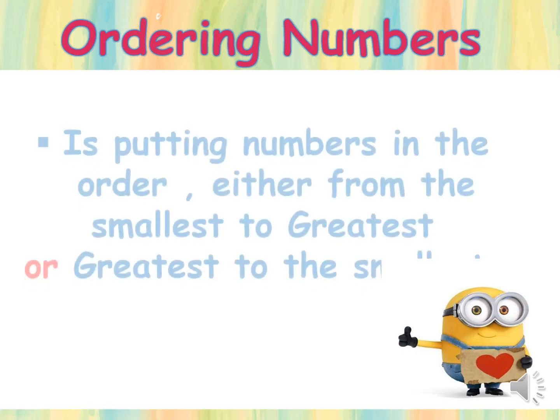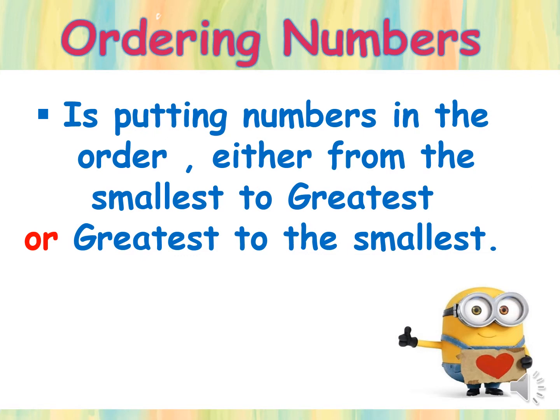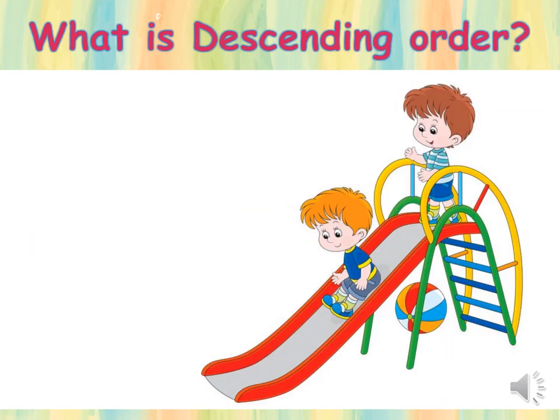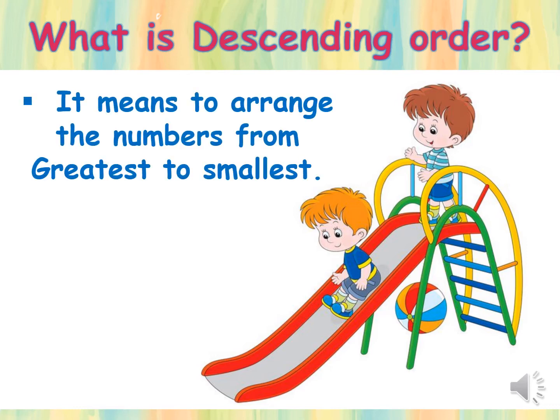It means putting numbers in order, either from the smallest to the greatest, or from the greatest to the smallest. Let's see. What is descending order? Descending order means to arrange the numbers from the greatest to the smallest. It also means going down from the big to the small.